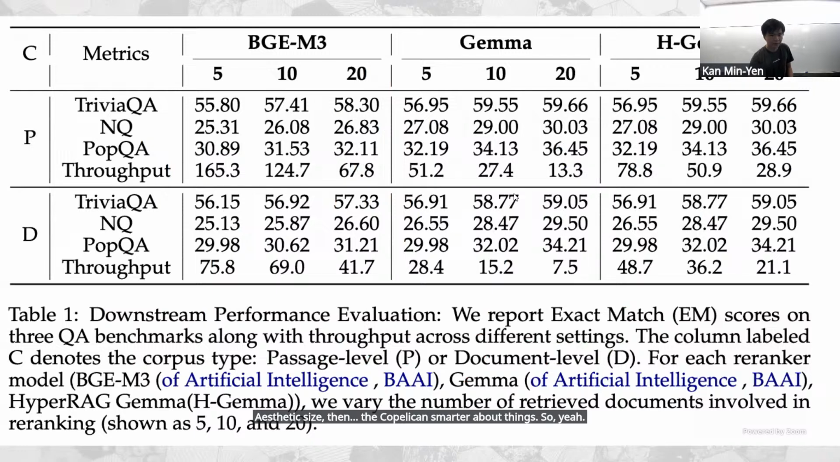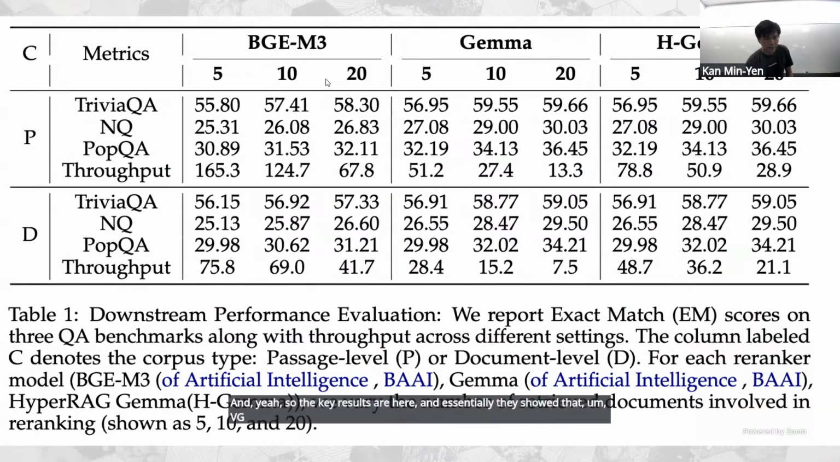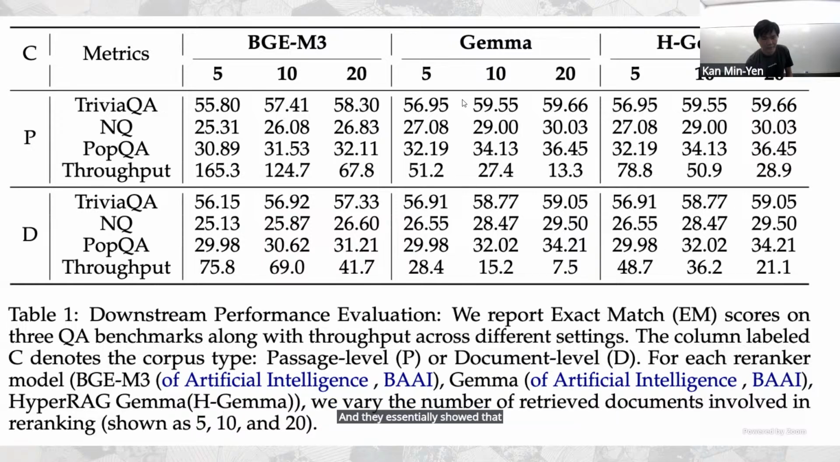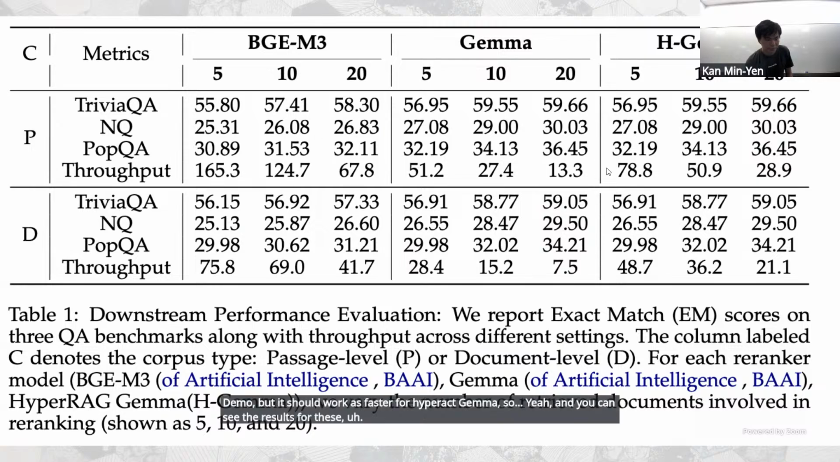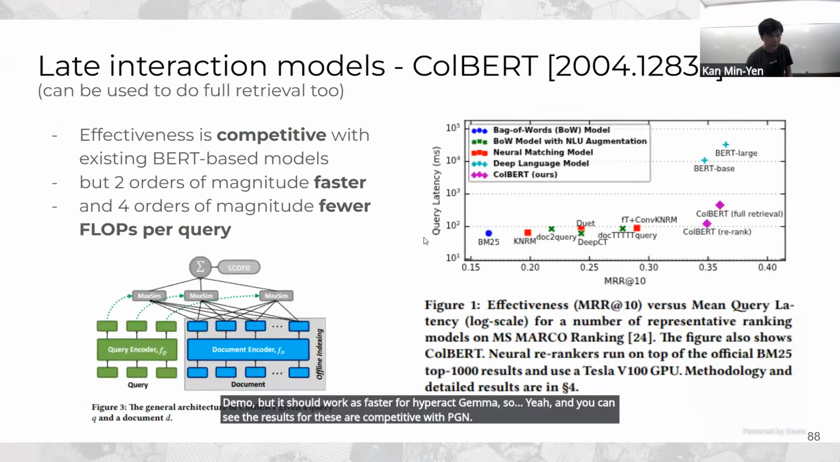And yeah, so the key results are here, and essentially they showed that VGE is an encoder-based model, Gemma is an encoder-based model, and then HGemma is hyperrect Gemma. And they essentially showed that the results here are equivalent for Gemma and hyperrect Gemma, but the throughput is faster for hyperrect Gemma. So yeah, and you can see that the results for these are competitive with VGE. And so yeah, that brings us to ColBERT.